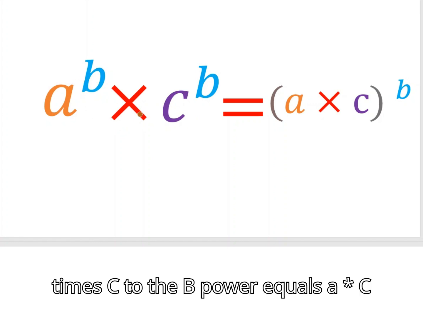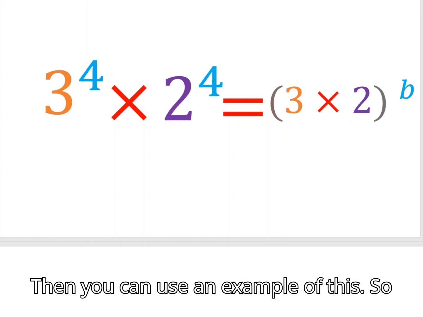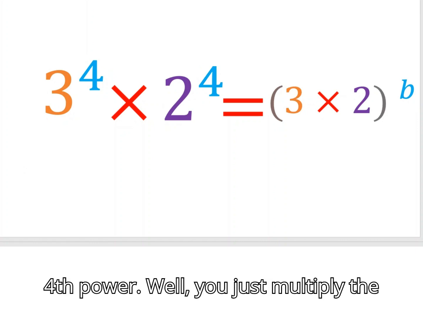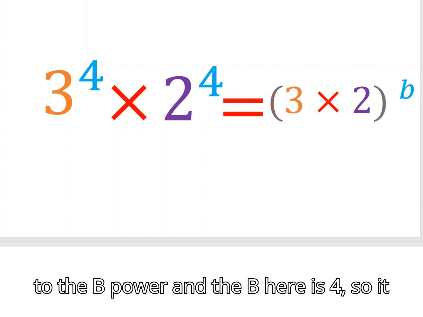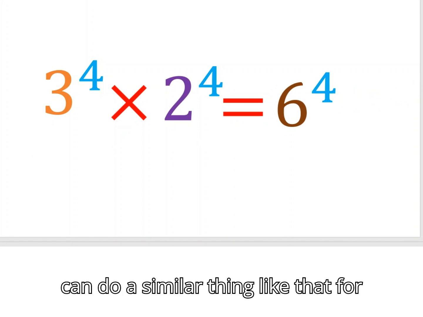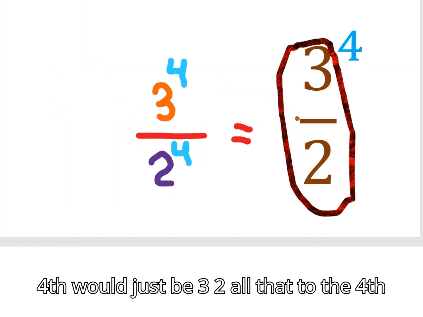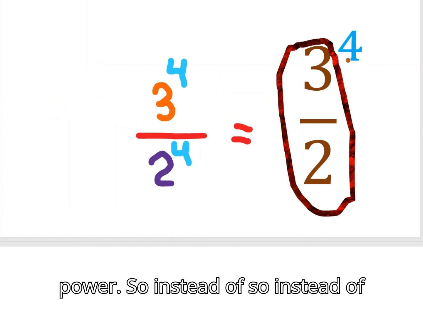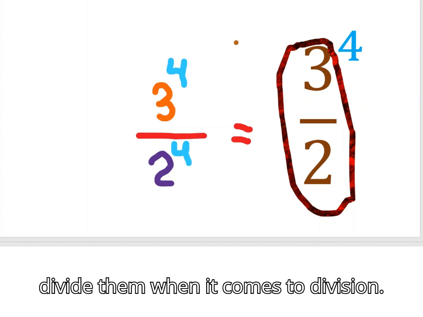So a to the b power times c to the b power equals a times c, that's their whole base, to the b power. An example of this could be 3 to the 4th times 2 to the 4th power. Well, you just multiply the 2 bases to get 3 times 2, and all that to the b power, and the b here is 4, so it would just be 6 to the 4th. We can do a similar thing for division. So 3 to the 4th over 2 to the 4th would just be 3 over 2, all that to the 4th power. So instead of multiplying them, like we did with multiplication, you simply divide them when it comes to division.